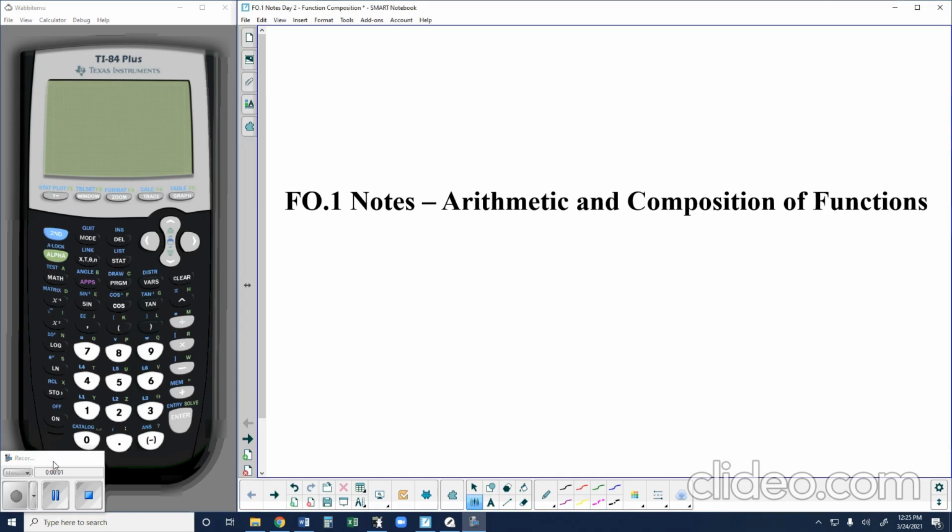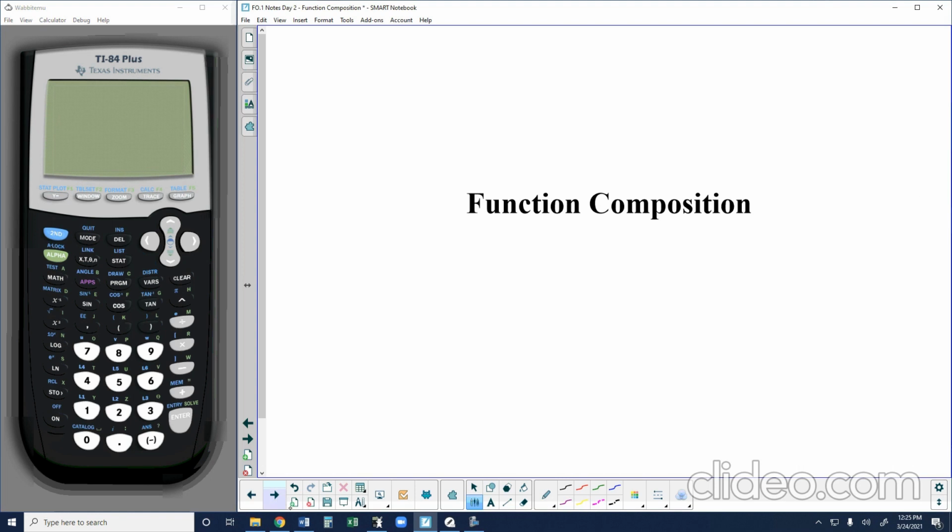What's up, guys? Welcome back to another Algebra 2 instruction lesson here with Mr. Gaines as we continue our work with the FO.1 section, which is Arithmetic and Composition of Functions. Last time we looked at the arithmetic of functions and how that affected domain, and today we are going to focus primarily on function composition.